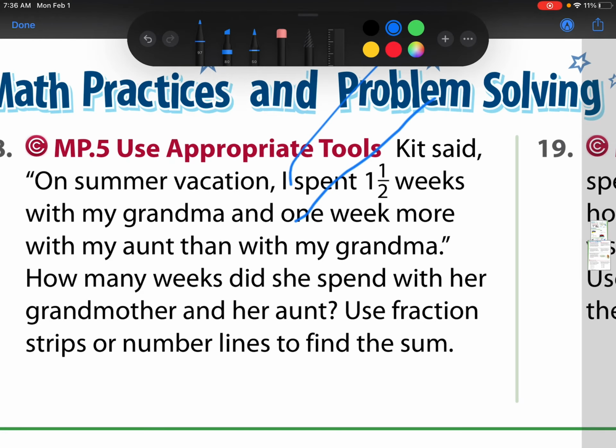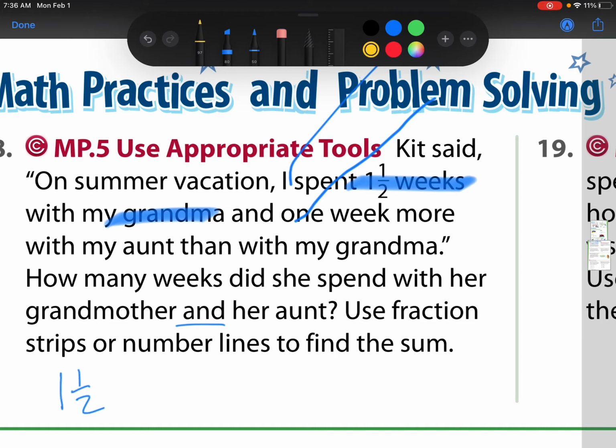Kit said, on summer vacation, I spent 1.5 weeks with my grandma and 1 week more with my aunt than with my grandma. How many weeks did she spend with her grandmother and her aunt? So we have to figure out the total. Use fraction strips or number lines to find the sum. Well, with her grandma, let's highlight it. She spent 1.5 weeks.